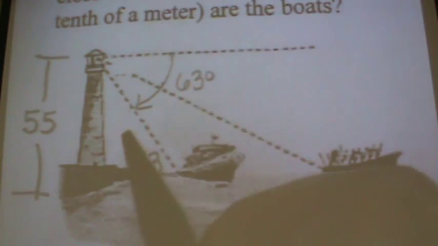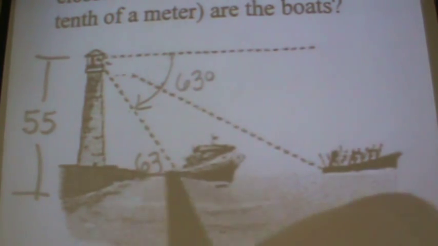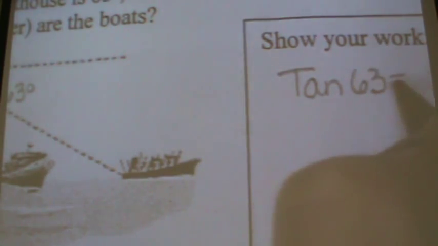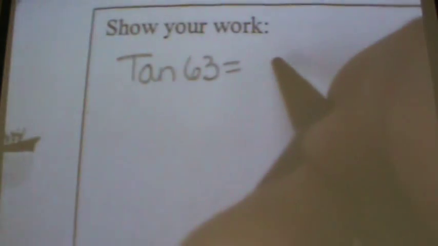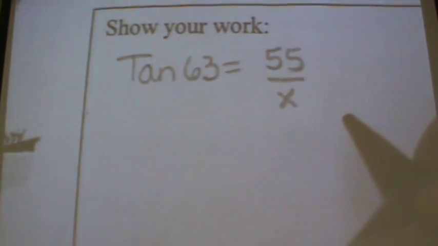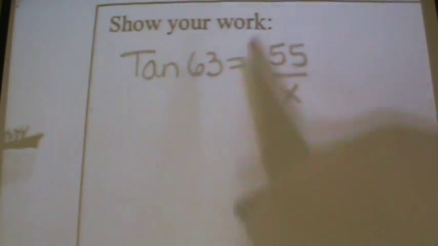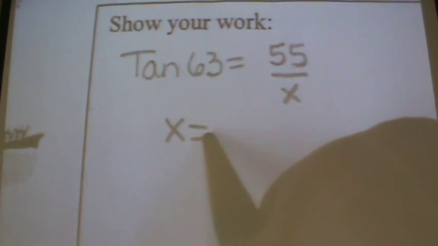So how would you figure out this side right here? Sine, cosine, or tangent? Tangent of 63. Tangent of 63 is equal to side opposite over adjacent, so 55 over x. So you're going to actually do 55 divided by tangent of 63, and I got 28.02. So this boat from here is 28.02.